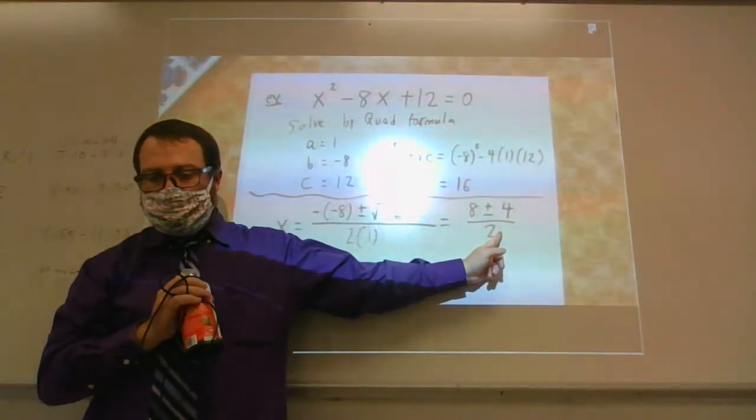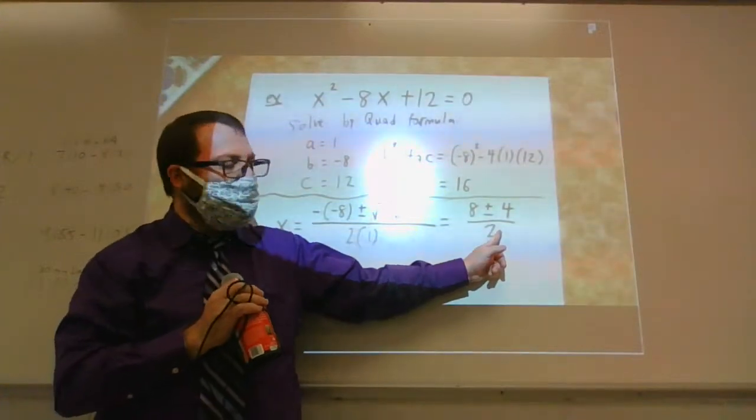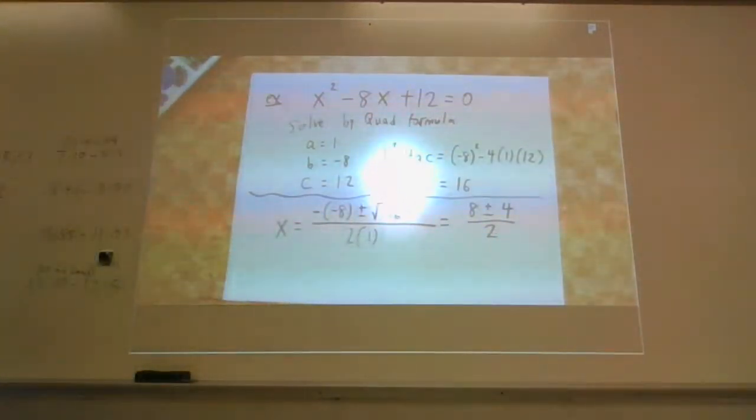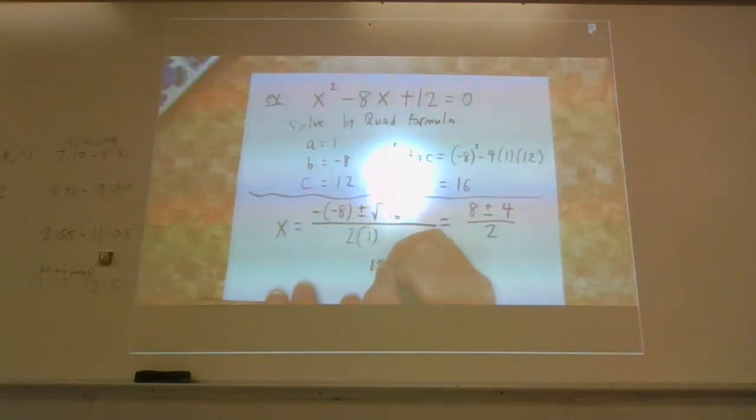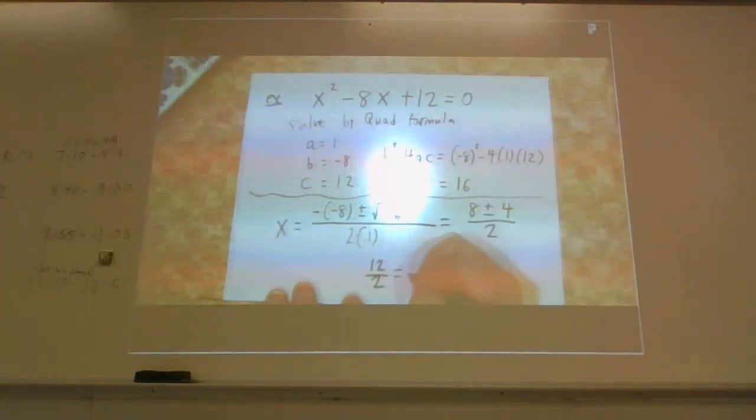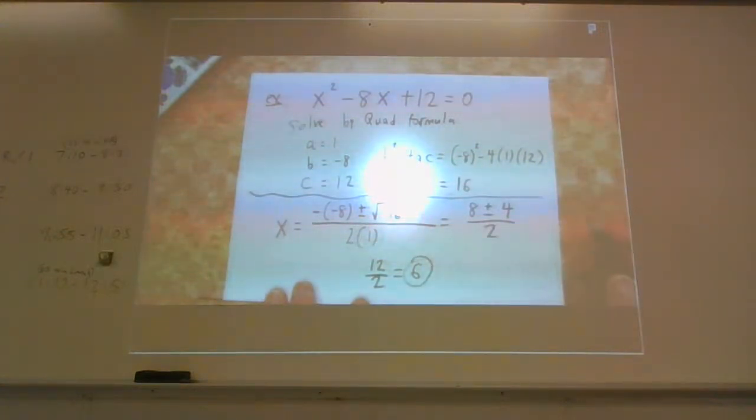At this point, you have to evaluate the problem once with a plus sign and once with a negative sign. You have to evaluate it as 8 plus 4. Then you have to evaluate it as 8 minus 4. If I evaluated it with 8 plus 4, I would get 12 over 2, which is equal to 6. And if I evaluated it as 8 minus 4, I would get 4 over 2, which results in a positive 2.